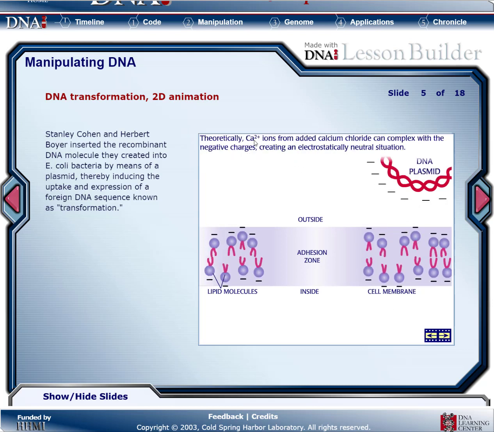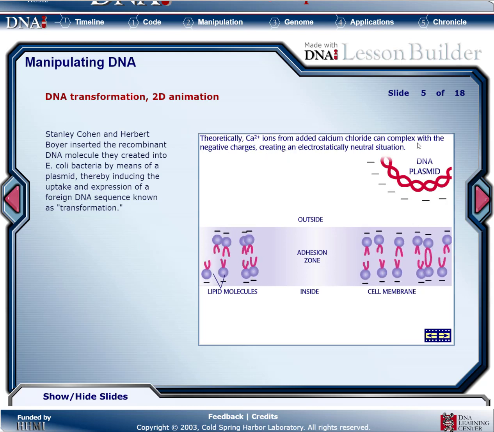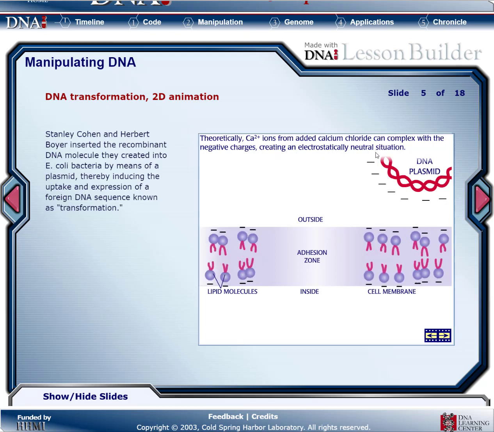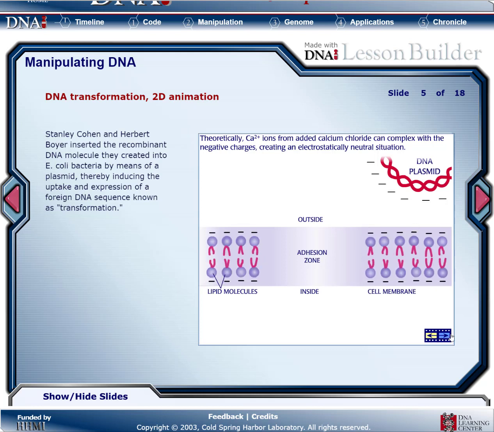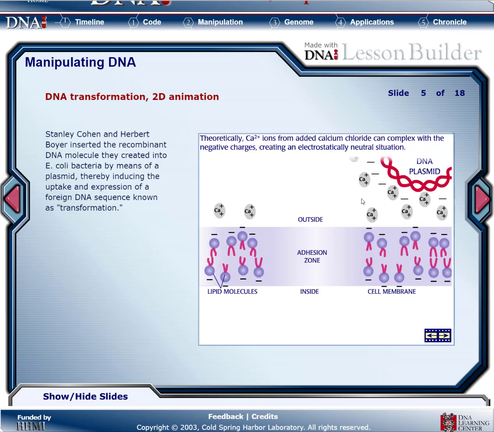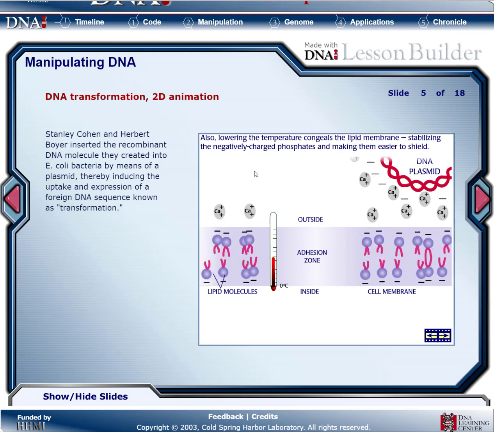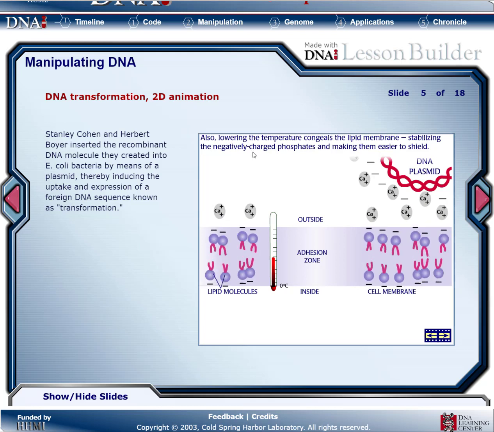Theoretically, calcium (Ca2+) ions from added calcium chloride can complex with the negative charges, creating an electrostatically neutral situation. Okay. Also, lowering the temperature congeals the lipid membrane, stabilizing the negatively charged phosphates and making them easier to shield.